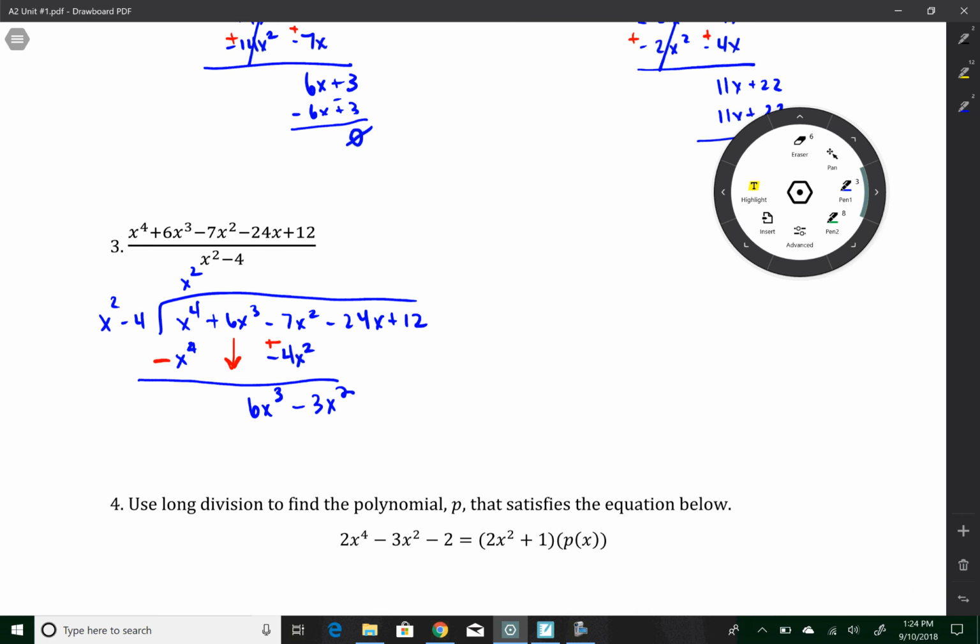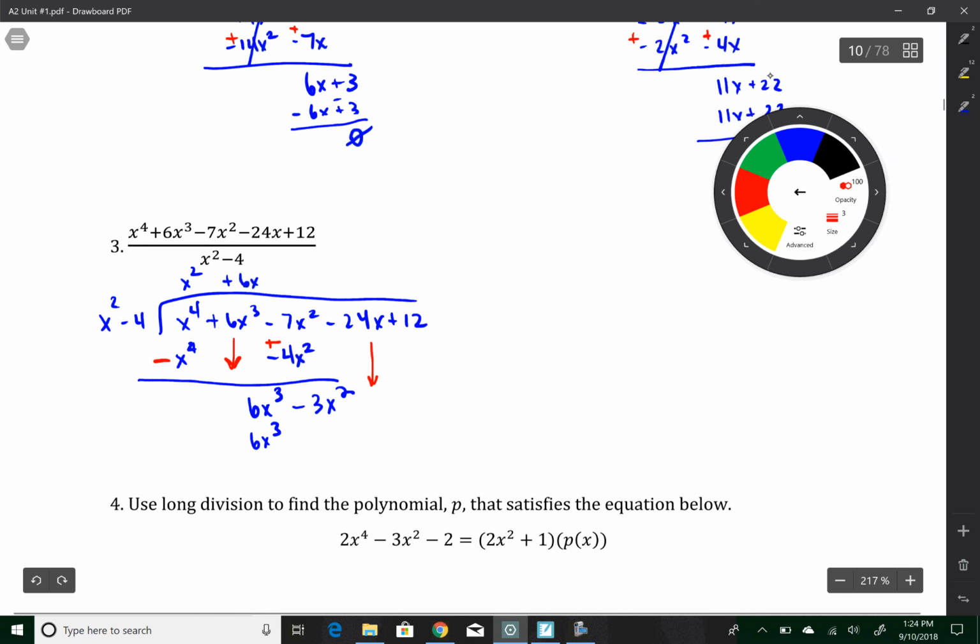What multiplies by x squared to make 6x cubed would be plus 6x. That would give me a 6x cubed, which we want, and a negative 24x. Well, negative 24x doesn't combine with that, so again, I have to do some bringing down. So I'm going to bring down another term here, this minus 24x here. This becomes a minus, this becomes a plus. This term, although out of order, comes down. So what you'll notice is both this term and this term cancel, leaving you with negative 3x squared plus 12.